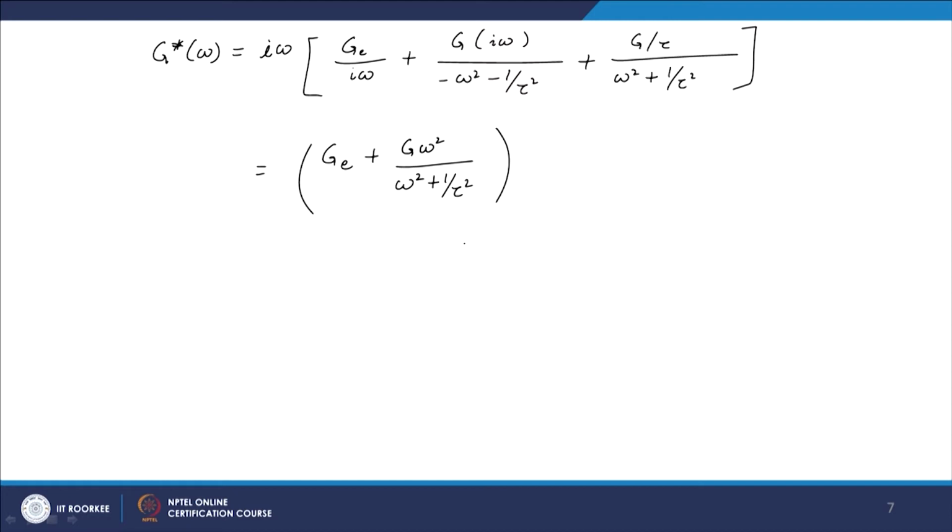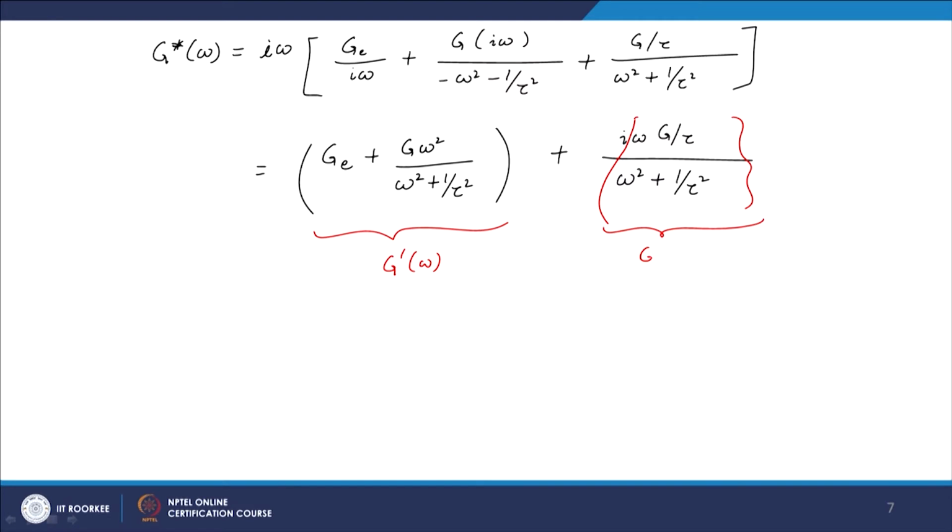This becomes the real part, and then we have I omega G by tau divided by omega square plus 1 by tau square. This entire term becomes my G prime omega, and this entire term becomes my G double prime of omega. So, this is how we can really go in any kind of an example.